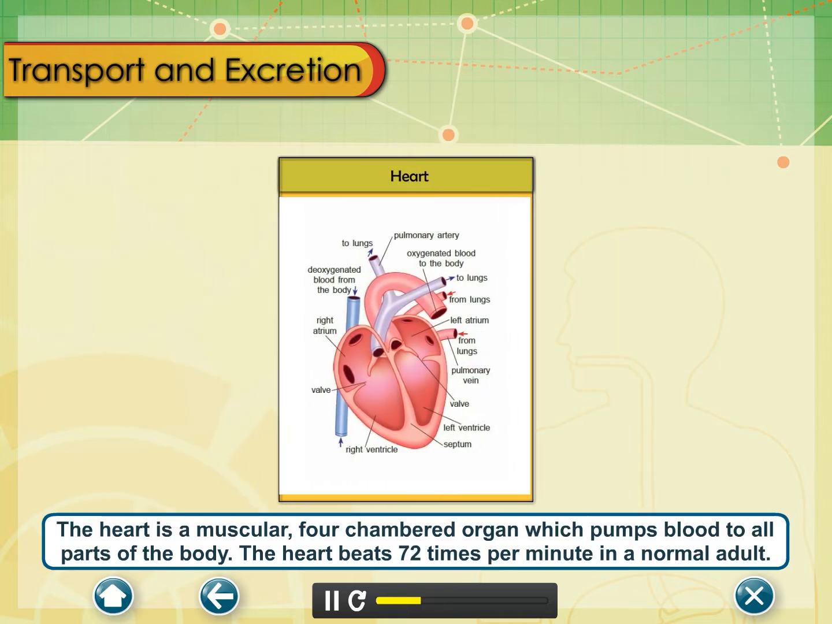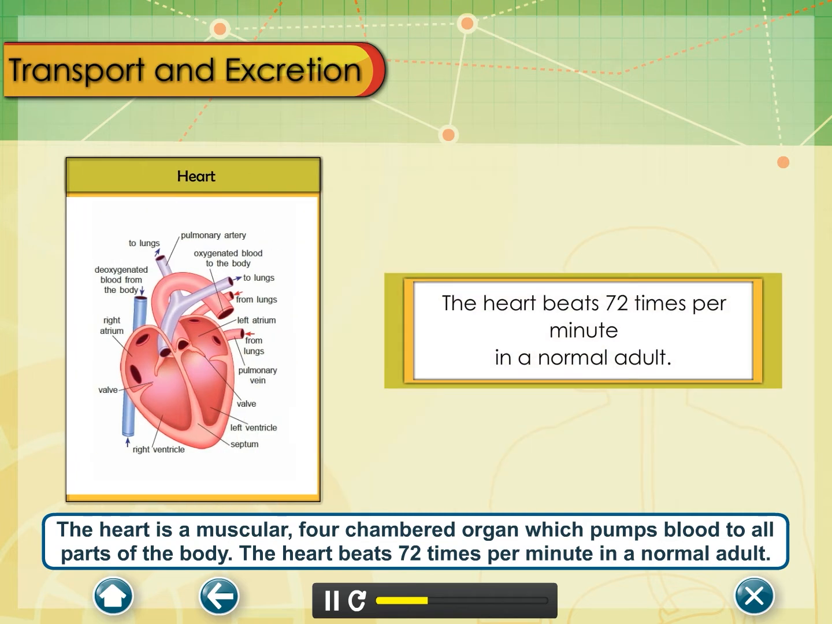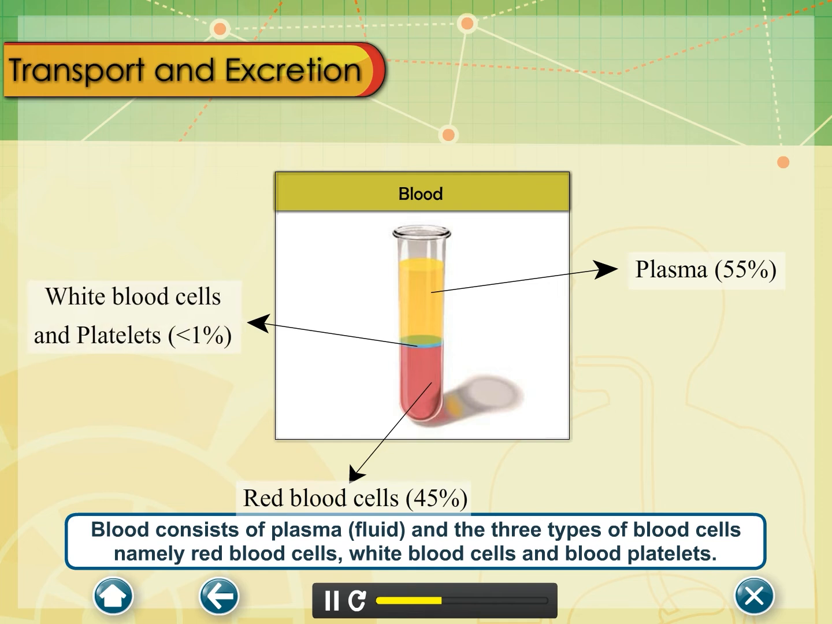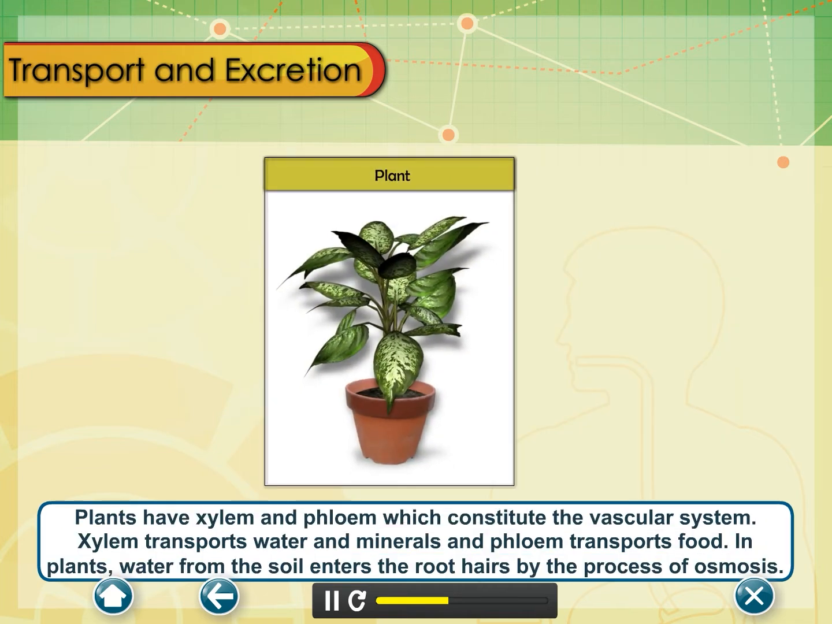The heart is a muscular four-chambered organ which pumps blood to all parts of the body. The heart beats 72 times per minute in a normal adult. Blood consists of plasma, fluid, and the three types of blood cells, namely red blood cells, white blood cells, and blood platelets.